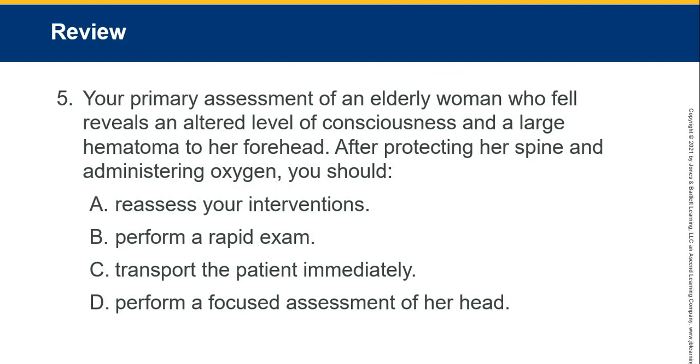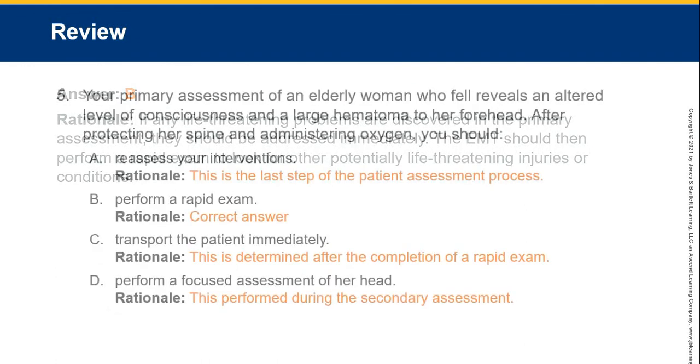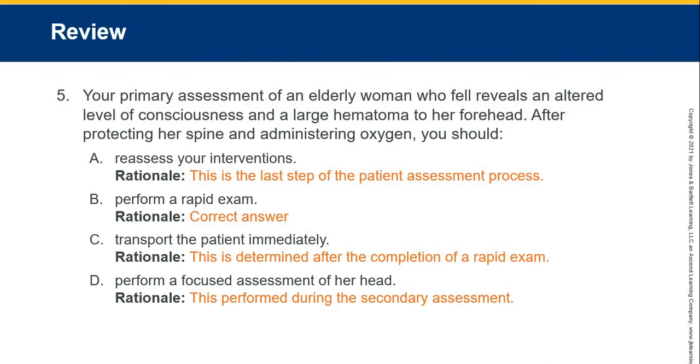So after all that, you've already got the level of consciousness. What should you do? All right. So you don't transport immediately, right? What's going to be the next in the series? It's going to be B, right? Life threat stuff. So you're going to perform a rapid exam, which you can do in the actual ABC assessment section.